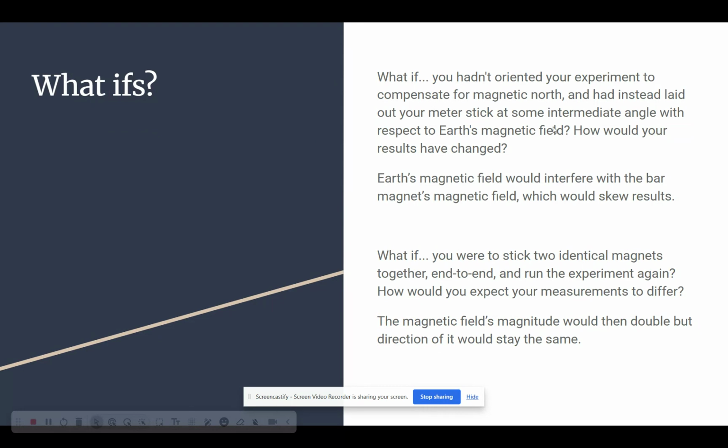So, what ifs. What if we didn't orient it to compensate for magnetic north and just laid out the meter stick at some intermediate angle? How would our results change? Earth's magnetic field would interfere with the bar magnet's magnetic field, which would skew our results. And what if you were to stick two identical magnets together end to end and run the experiment again? The magnetic field's magnitude in this case would double, but the direction of it would stay the same.